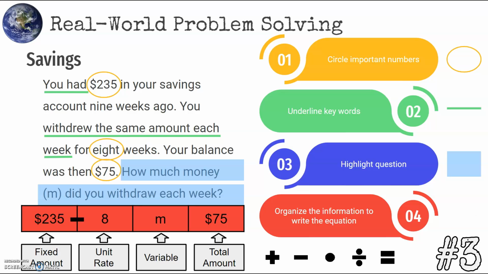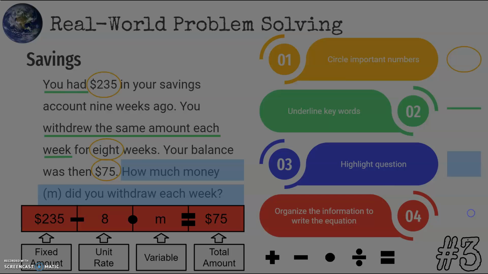Okay, so now we know 235 is where we started. We're going to subtract those 8 weeks of withdrawals, because a withdrawal means you're taking money out. The 8 weeks times a certain amount of money, we're not sure how much that is, was taken out each week. But once we get it all subtracted and all said and done, we're going to end up with that $75.